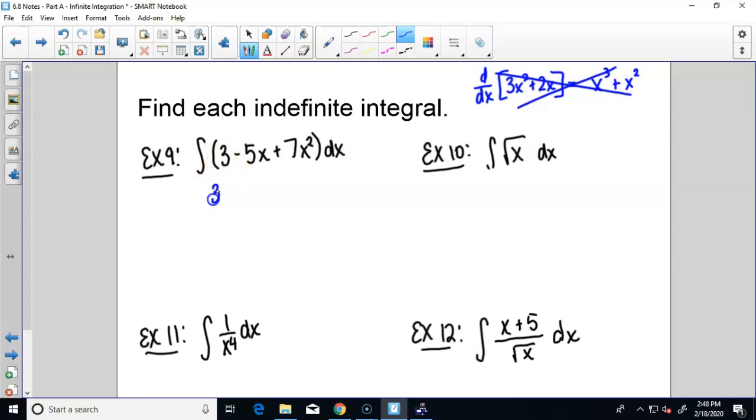You'd have 3x, and then you would have minus 5 halves x squared plus 7 thirds x to the third plus c. There. So just raising your exponent 1 and then dividing out front by that exponent.